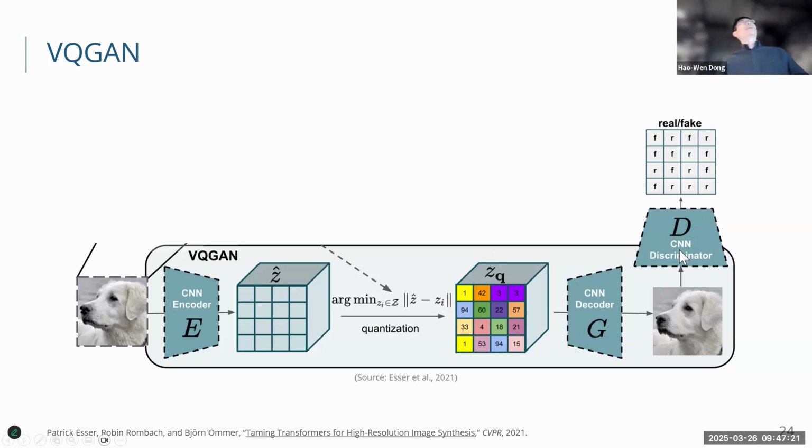With this discriminator, you can improve the quality and sharpness of the output because it will be looking into the detail. Does this fur direction match with one another? Does the nose have all those detailed textures? Those are the things this discriminator is looking at. And the high level structure will be handled by the encoder and decoder.